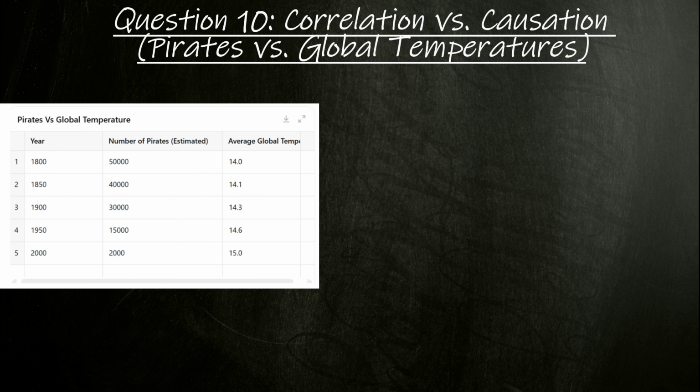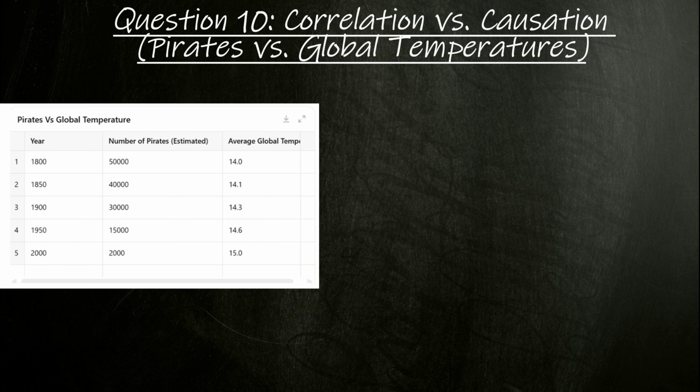So, when reading a table like this, always start by looking at the column titles to understand what information is being shown. Then, read down each column to see how one specific thing changes over time, or read across a row to see all the information for a single year. This table is comparing two things over time: the estimated number of pirates in the world and the average global temperature. It gives us data from 5 different years: 1800, 1850, 1900, 1950, and 2000.